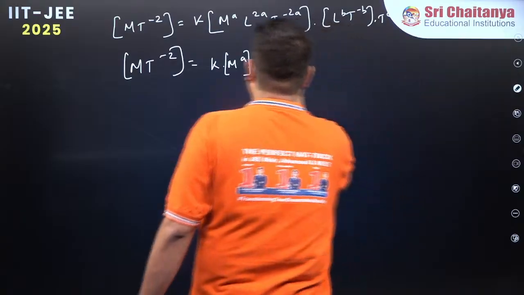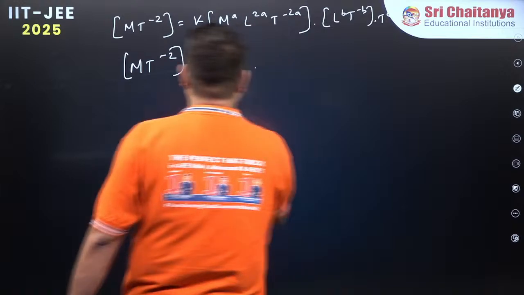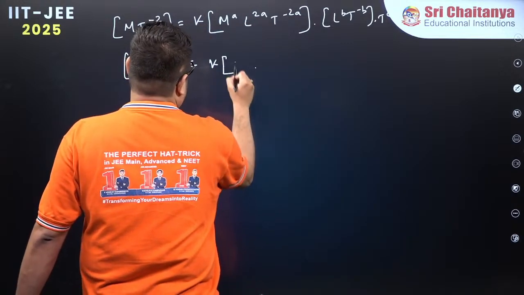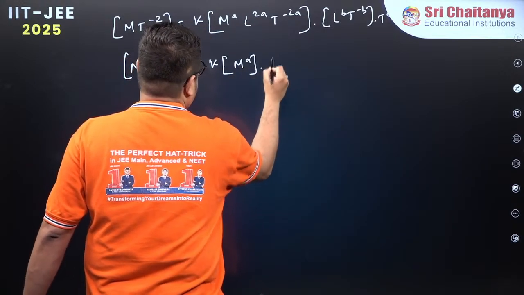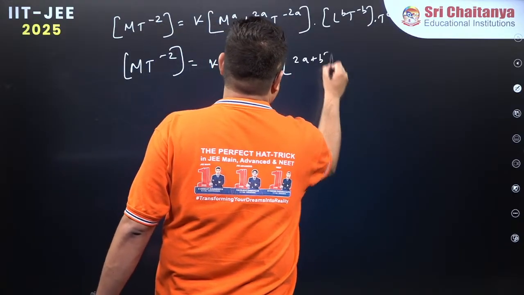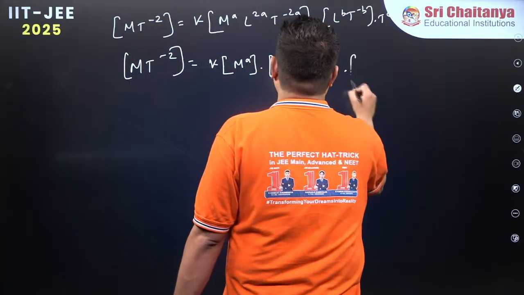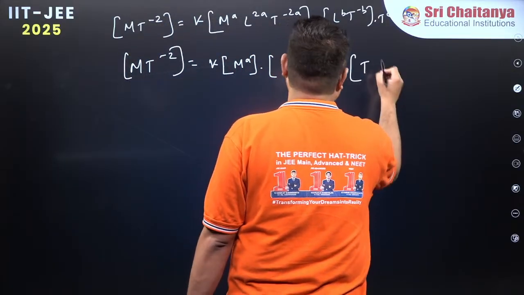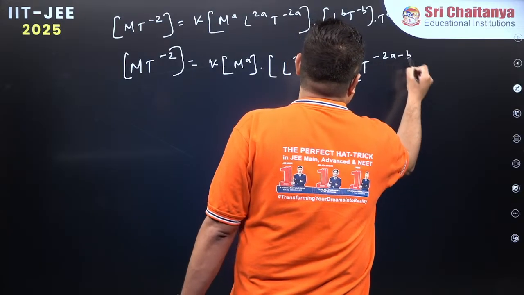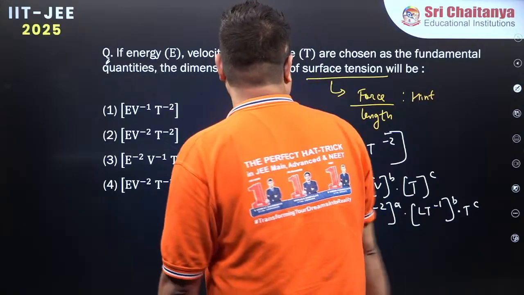I hope you all are getting this. If yes, give a thumbs up. Let's try to solve this. M to the power A, like this. This can be written as L to the power 2A plus B. That's what we will write down. And finally for time, there are so many dimensions associated with time, so it's going to be minus 2A minus B plus C. So are you getting this, everyone? If yes, give a thumbs up.